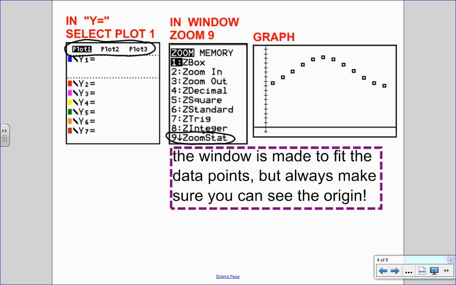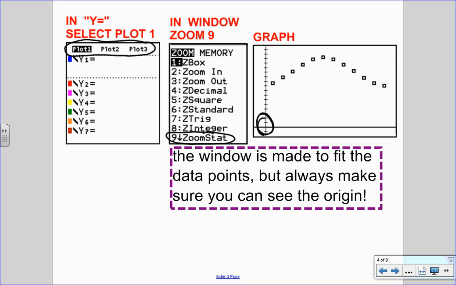So I can see that should be like a little sine wave. Now the window is being fit, but I always want to make sure I can see the origin. So I know I can see the origin because I have a solid line here for x and y, but I always want to see the origin. So Zoom 9 is a good starting point, but make sure you can see the origin.